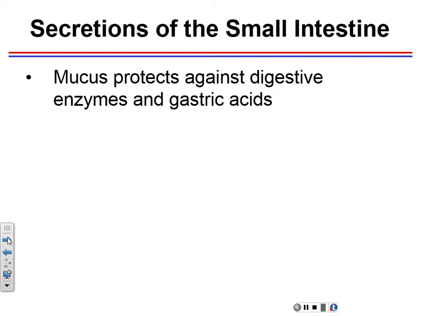So mucus, of course, protects against the digestive enzymes as well, because they're protein, right? They digest protein, and those absorptive cells have proteins on their membrane. Those don't get digested. You know what I'm saying? So you need that too, apart from protecting initially from the acid of the stomach before you neutralize it.